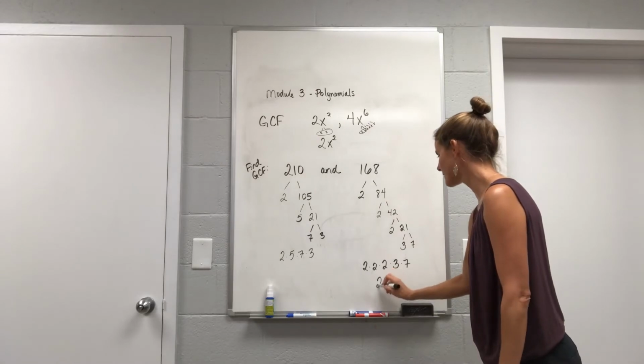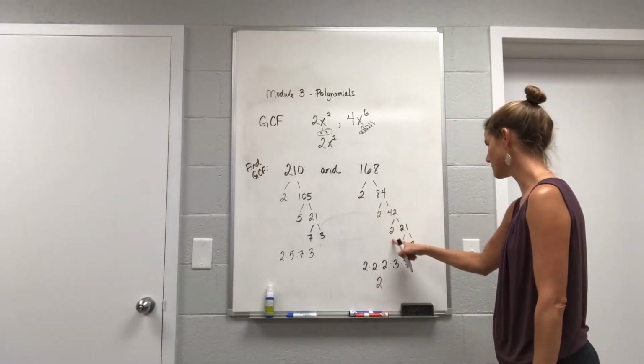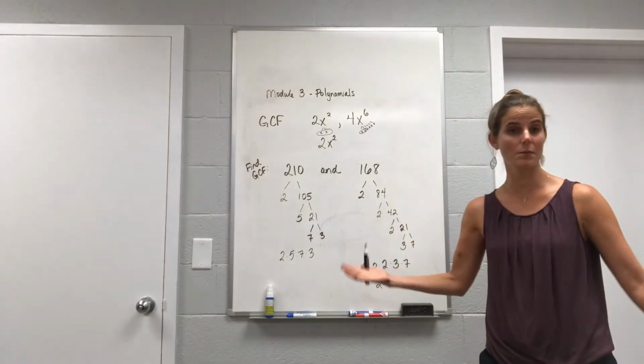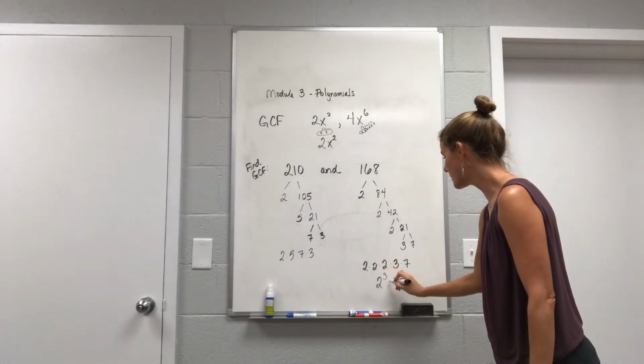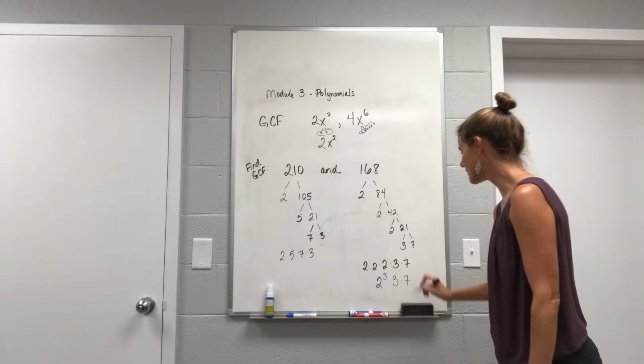All right, so I could write this as 2 times 2 times 2 times 3 times 7. And if you want to test this, you can multiply this in your calculator and you will end up back at 168. This would be 2 to the 3rd power times 3 times 7.